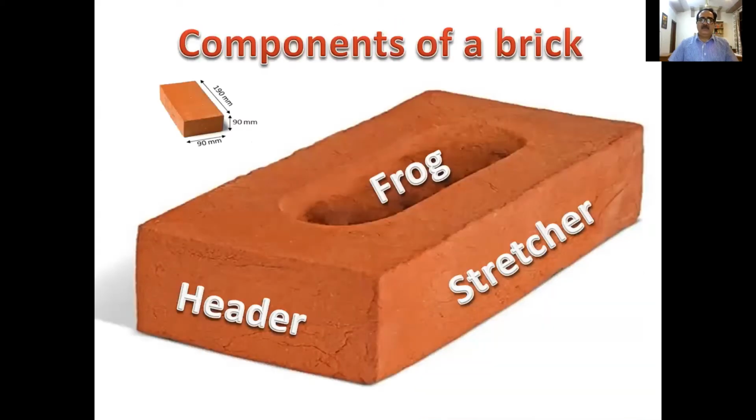So first of all, coming to the components of a brick, we can clearly see this is a clay brick. This is the longer edge, which is known as stretcher. This is the shorter edge, which is known as header, and this indent on the brick is known as the frog. So if we see the standard dimensions of this brick, they are 190 millimeters by 90 millimeters by 90 millimeters. So a standard size of the brick should be 19 centimeters by 9 centimeters by 9 centimeters.